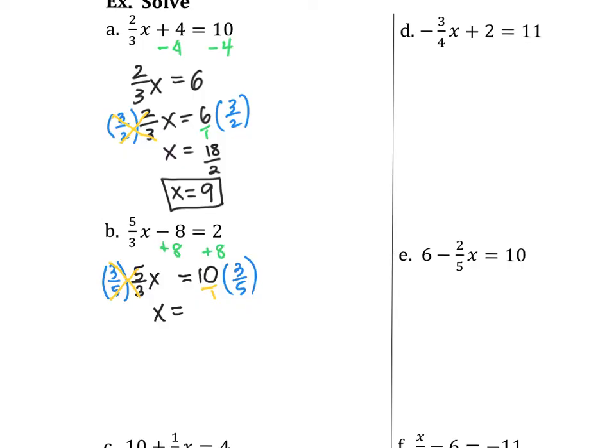If I multiply the numerators, 10 times 3 is 30. 1 times 5 is 5. And then does that divide? 30 divided by 5 is 5, 10, 15, 20, 25, 30, 6. x equals 6.